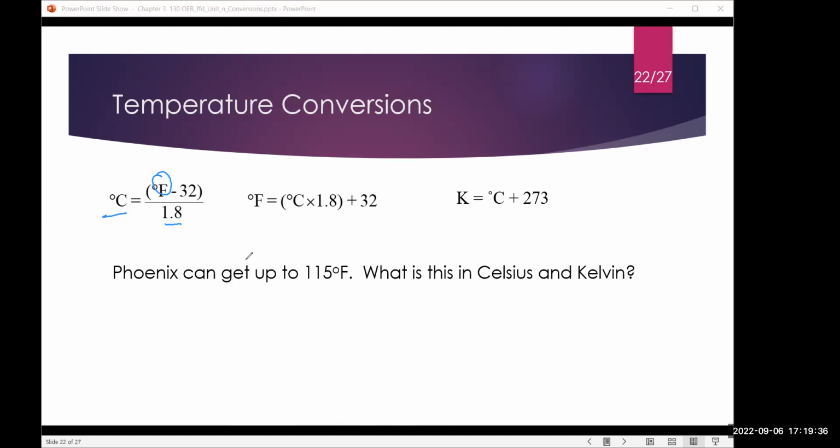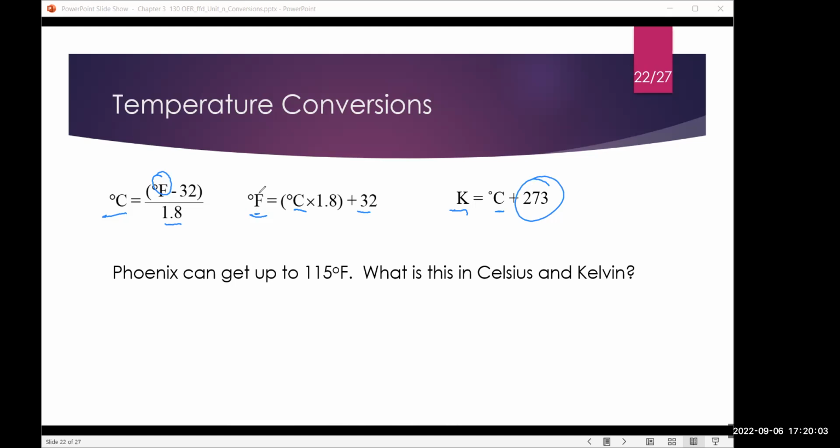Okay. Then if you're looking for Fahrenheit and you have Celsius, you multiply Celsius by 1.8, then you add 32, and that gives you Fahrenheit. With respect to Kelvin, you take your Celsius and do a simple thing and just add 273, and that gives you the temperature in Kelvin.